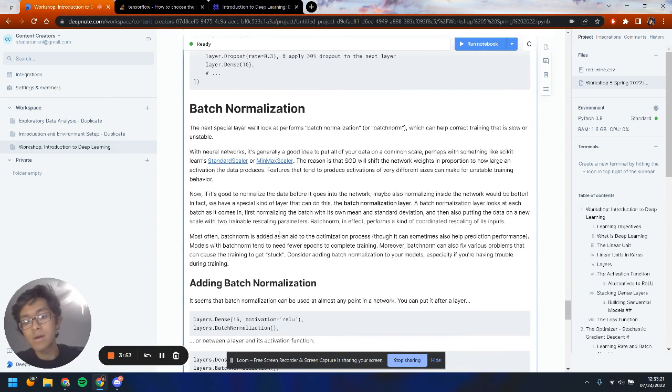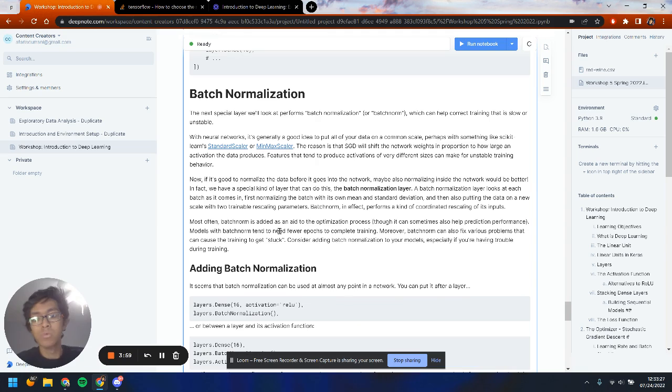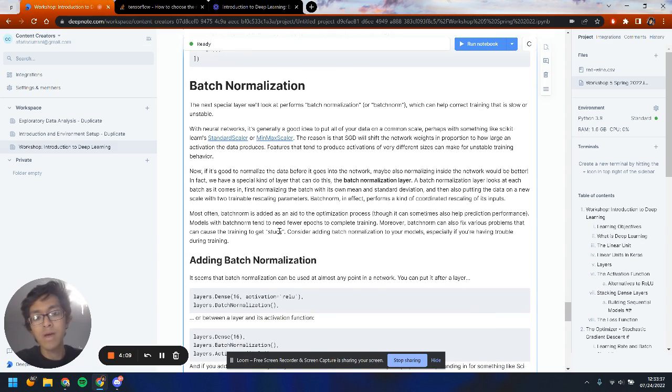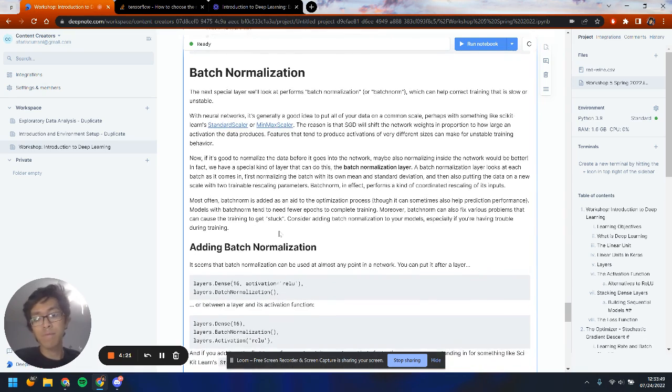And another layer is batch normalization, which can help correct training that is slow or unstable. So with neural networks, it is generally a good idea to put all of your data on a common scale, perhaps with something like scikit-learn's StandardScaler or MinMaxScaler. And the reason is because when data goes through a certain layer, it can sometimes produce activations of very different sizes, which can make for unstable training behavior.